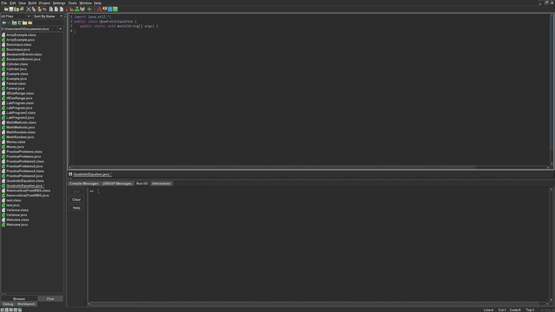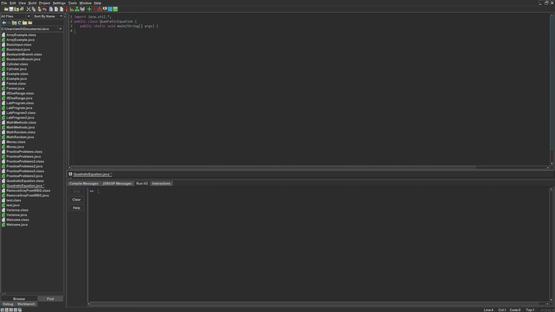Okay, in this video I'm going to write a program that computes the quadratic formula. If you don't know what the quadratic formula is, it looks like this. It solves for x. It'll give us multiple roots if there are more than one. If there are two roots, it'll give us x1 and x2.